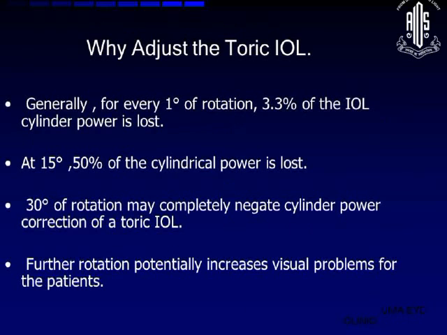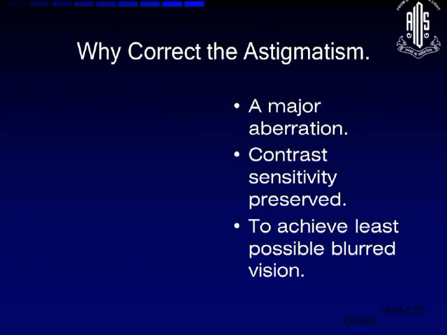Now, why adjust the toric IOL? For every 1 degree of rotation, 3.3% of the IOL cylinder power is lost. And at 30 degrees, you completely negate the toricity of the lens you've implanted. And beyond that, God forbid. Why correct the astigmatism? Well, it's a major aberration. It helps preserve contrast sensitivity. You achieve the least possible blurred vision. So I'm sure it's something worthwhile.